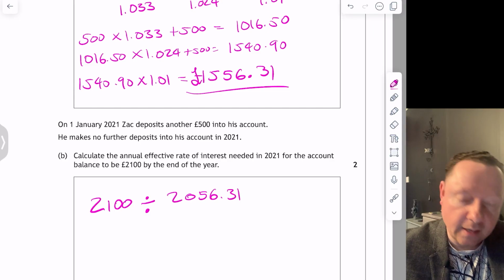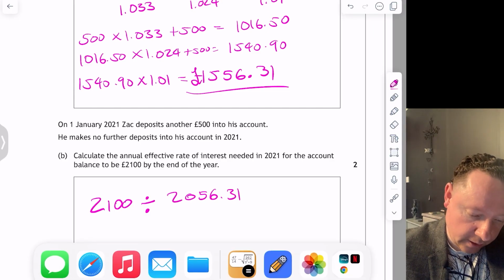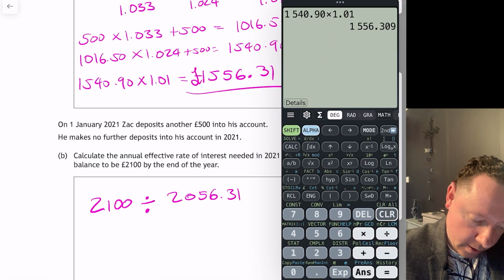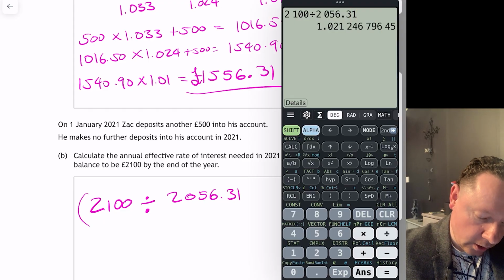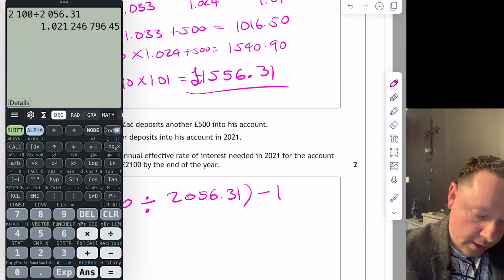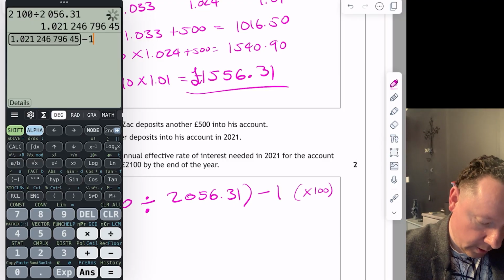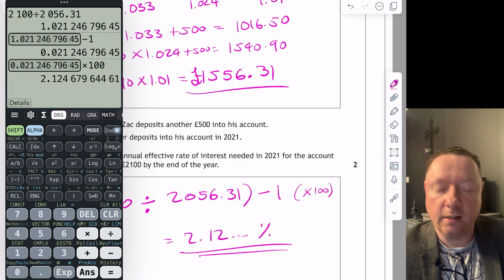You can use a calculator if you want to get 2056.31. So if I divide them together, I'll get the decimal multiplier, which I might need to change to percent. So let me just divide them together first so you can see that. 2100 divided by 2056.31. That gives me that. So you now should be able to see quite clearly that at the end of that sum I have to take away 1 and then times 100 to change it to a percent. So I'll take away the 1 now, press equals, times 100, press equals, and we get 2.12, a bunch of other numbers, percent, and we're done there.